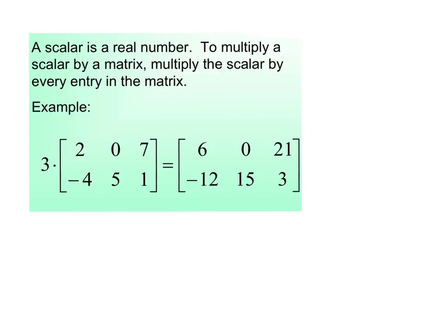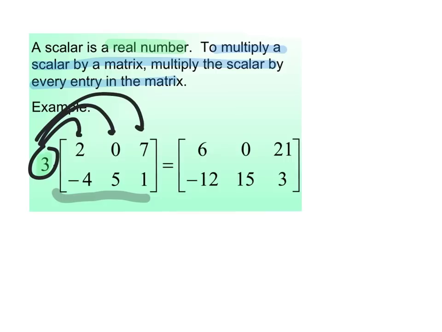Next, the definition and a rule for you. A scalar is just a real number. So here I want to take the scalar, the number 3, and multiply it by this matrix. The rule you're going to use to multiply a scalar by a matrix is you're simply going to multiply the scalar by every entry in the matrix. So here we're going to take the number 3 and do a really big distribute problem and distribute the 3 to every number in the matrix.